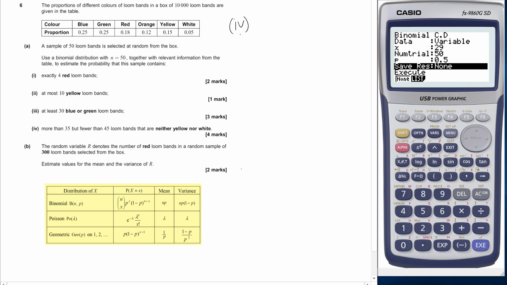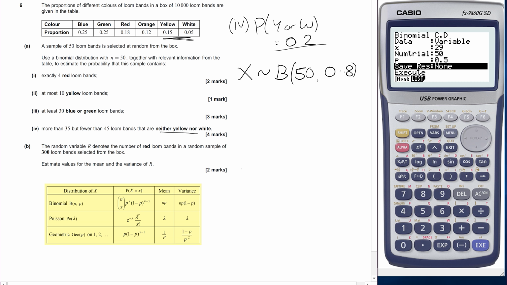We are now looking for more than 35, fewer than 45 that are not yellow or white. So the probability yellow or white is calculated by adding together these two. So that's 0.2. So what we're looking for is our variable x, which belongs to a binomial distribution. There are 50 trials and it's not yellow or white. So 0.8 is the probability that it's neither yellow nor white. You could work that out by just adding up those 4 numbers as well, not including the yellow one.